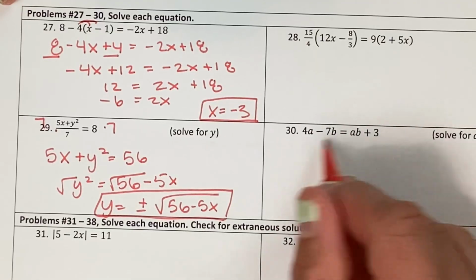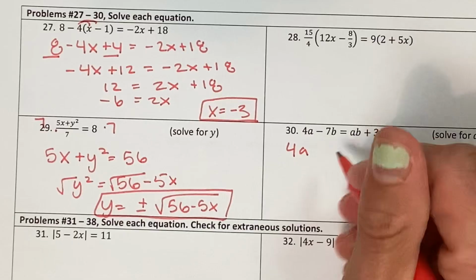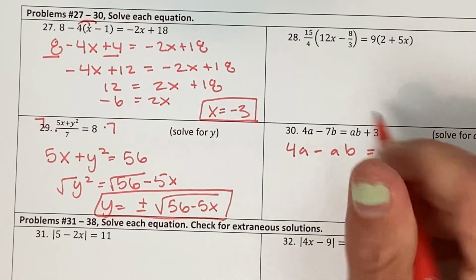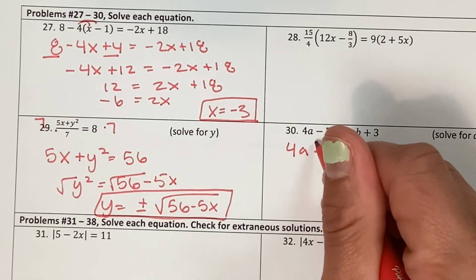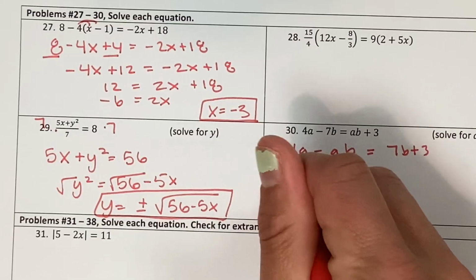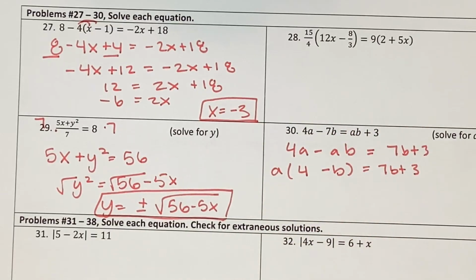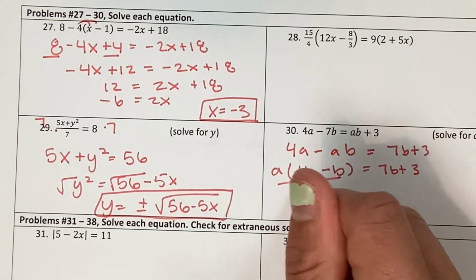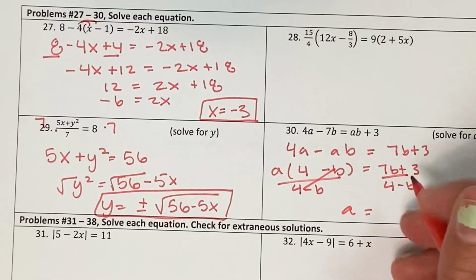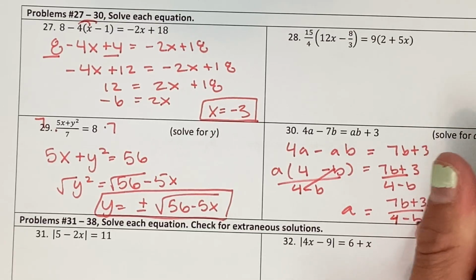On this one, I've got the a's and the b's. And I want to solve for a. So anything that has an a needs to get moved to the left side. So I minus the ab and I put it over here, but I added the 7b and I put it over here because it doesn't have an a. Then I can take a GCF out of an a and divide by this factor, 4 minus b. And so a all by itself now is 7b plus 3 over 4 minus b.